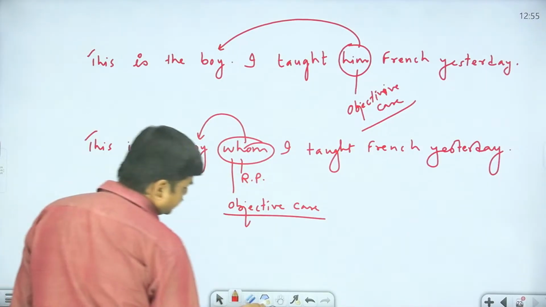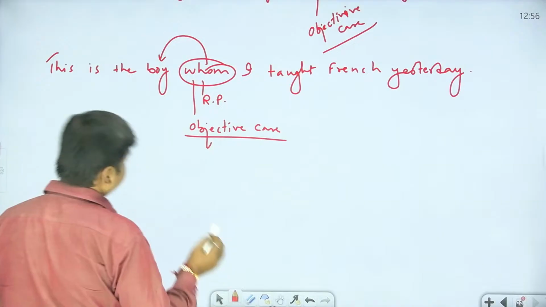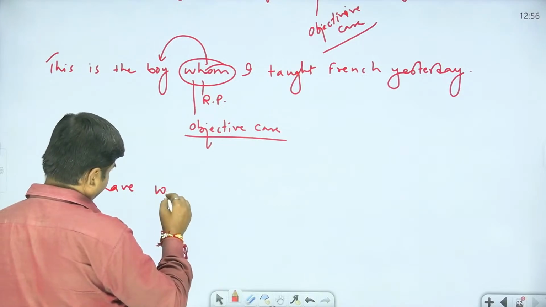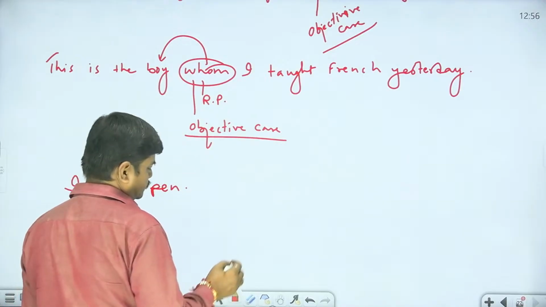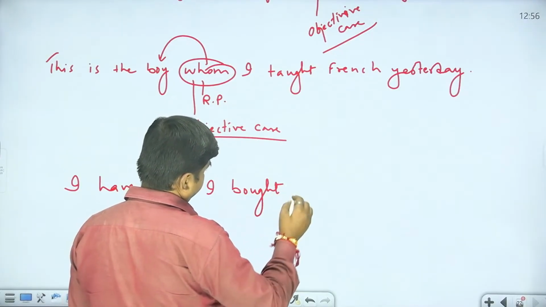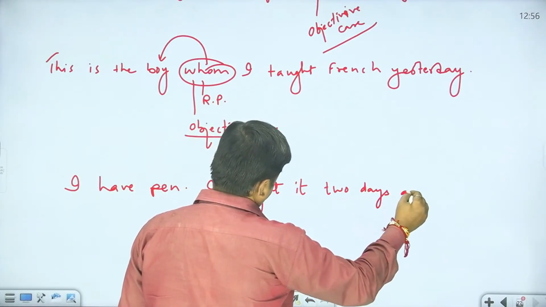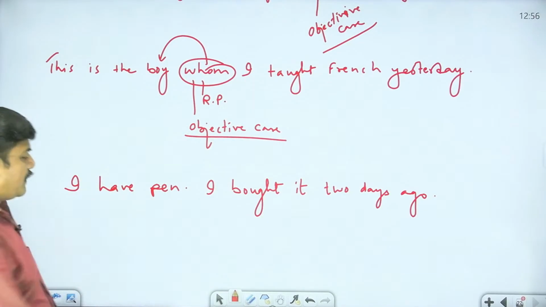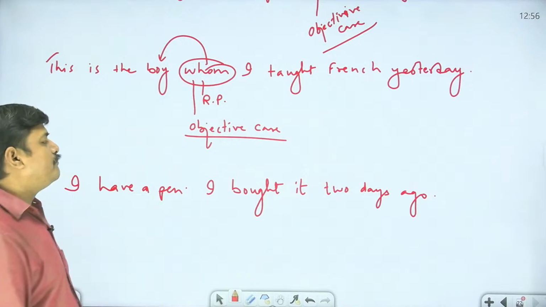Suppose that there are some non-living beings. Then what should we do? Let's see. Suppose that these are two sentences. I have a pen. I bought it 2 days ago.